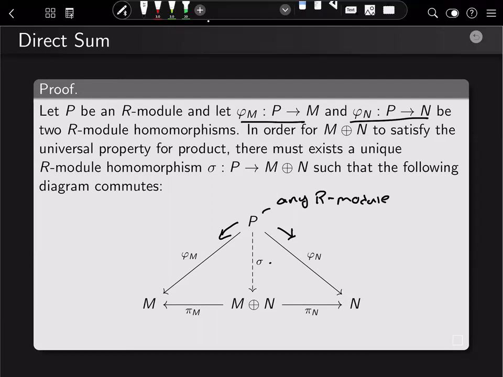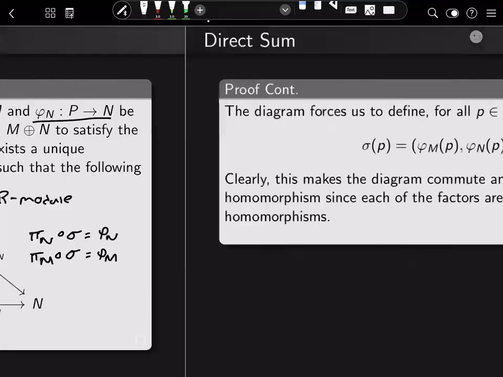So first we need pi sub n composed with sigma to be equal to phi sub n. But at the same time, simultaneously, we also need pi sub m composed with sigma to be equal to phi sub m. And there's really only one way that we can define a morphism to make this diagram commute both on the left and the right at the same time.